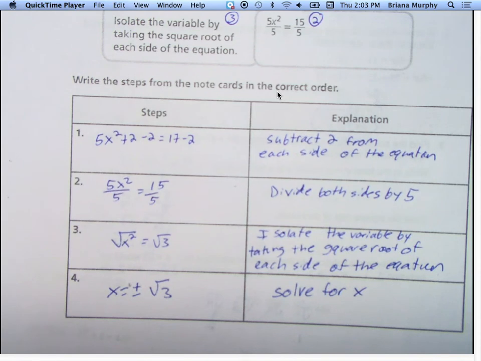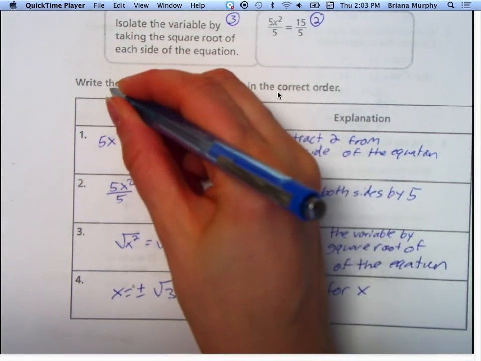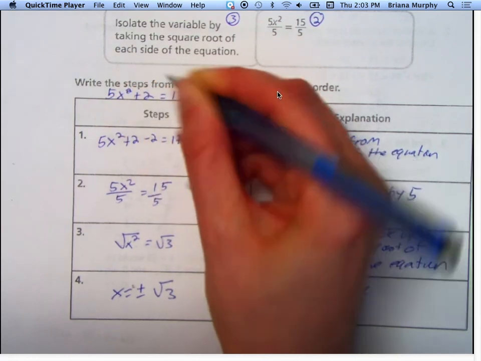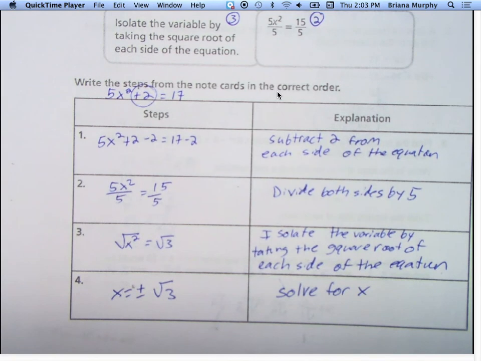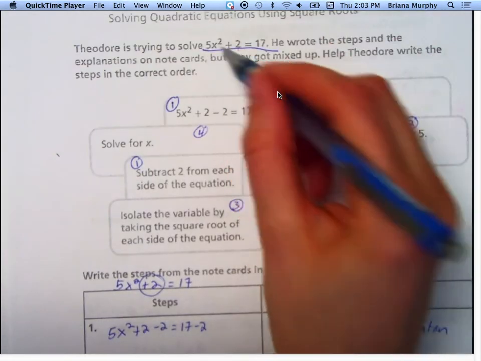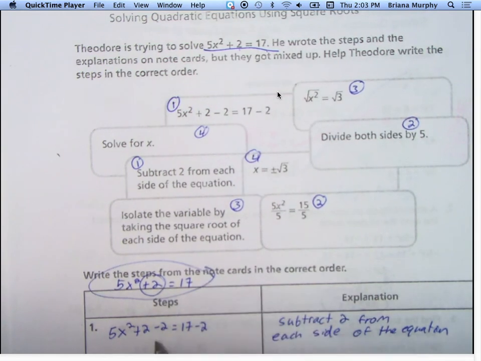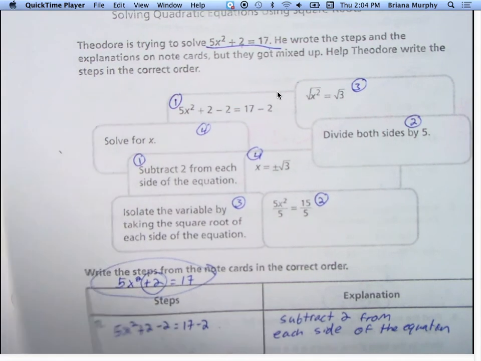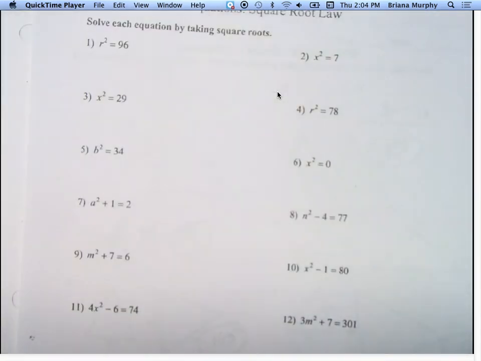Wait, why would you, for step number 1, why would you minus 2 instead of plus 2? Because if the equation looked like this, 5x squared plus 2 equals 17, to get rid of that positive 2, I have to subtract it, right? Because I want it to give me a 0. No. This is the original equation. Do you see it right here? That's the original. This is my first step. I gotta subtract it.